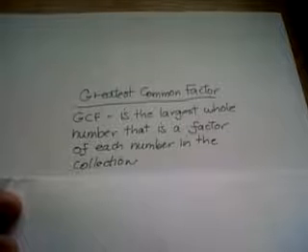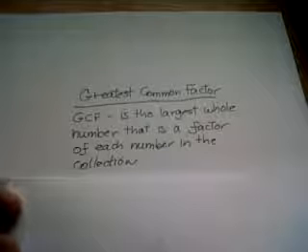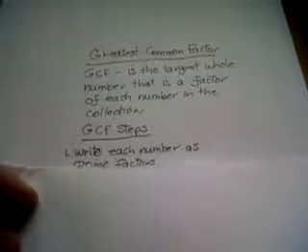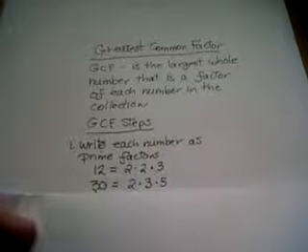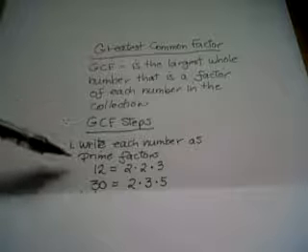So we can use this prime factorization technique to help us find things like the greatest common factor and the least common multiple. The greatest common factor will be abbreviated the GCF, and the greatest common factor is the largest whole number that is a factor of each number in the collection. So we're going to have numbers, and let's take a look at the steps on finding them. So here are the steps to finding the greatest common factor. Our first step will be to write each number as prime factors.